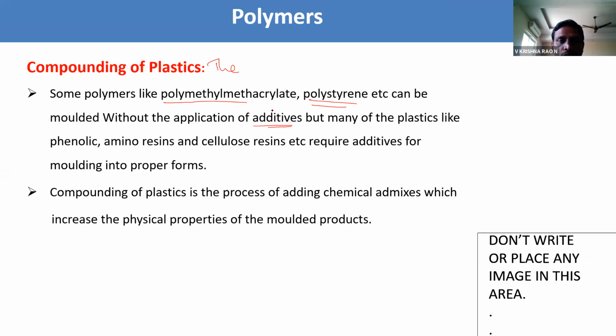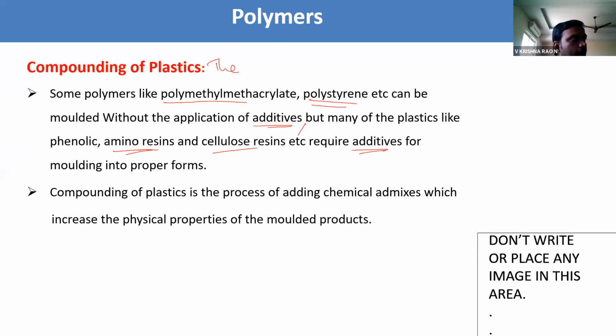Without adding additives, these polymers can be converted into the desired form or shape. But many plastics, like phenolic resins, amino resins and cellulose resins, require additives. Additives are nothing but chemical admixes, the chemicals required to convert them into the desired form or shape.